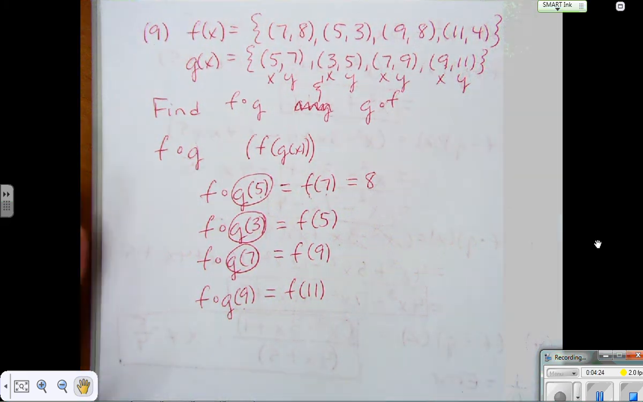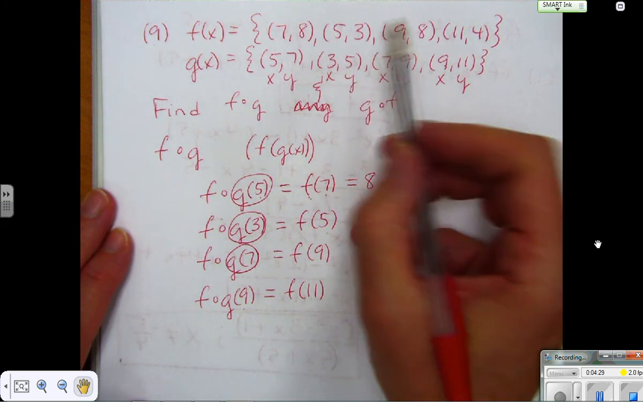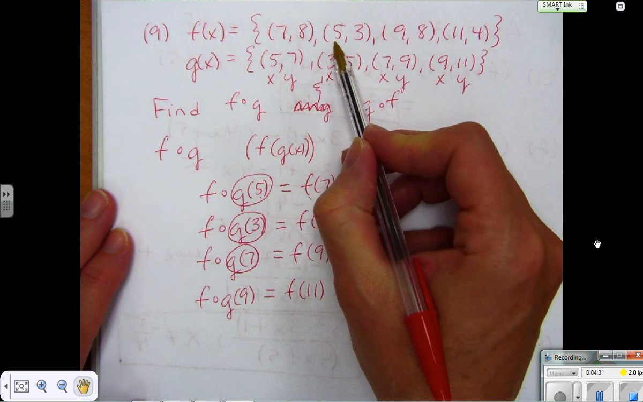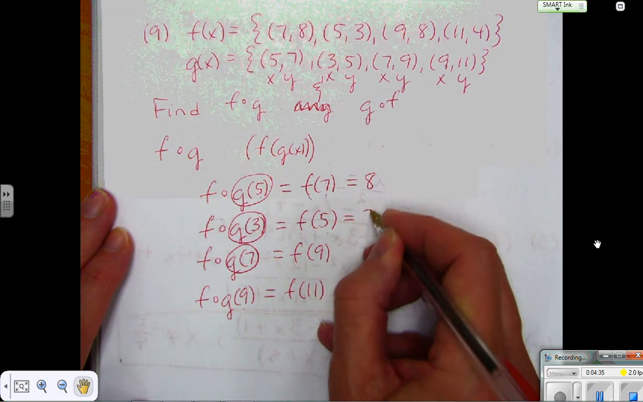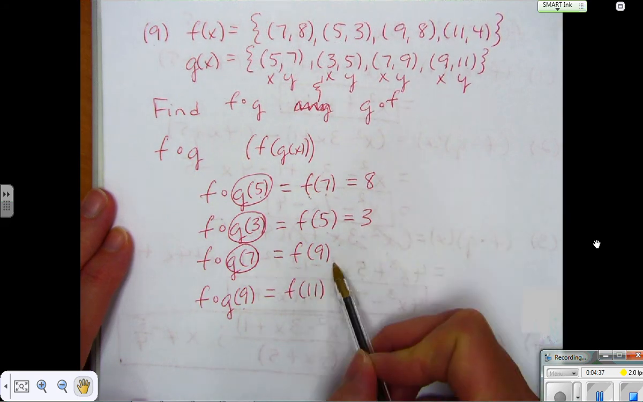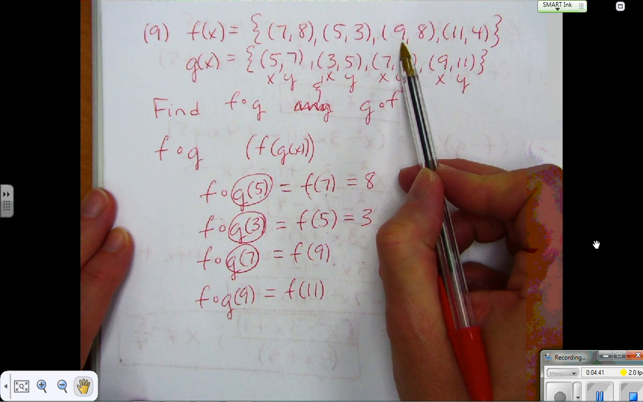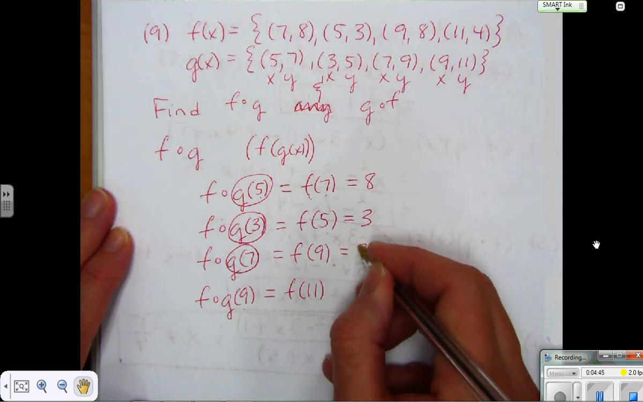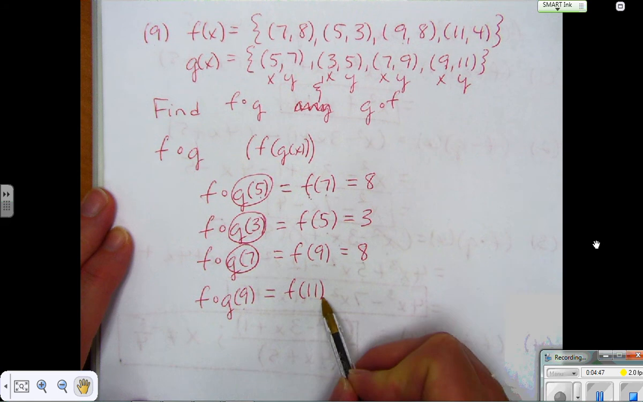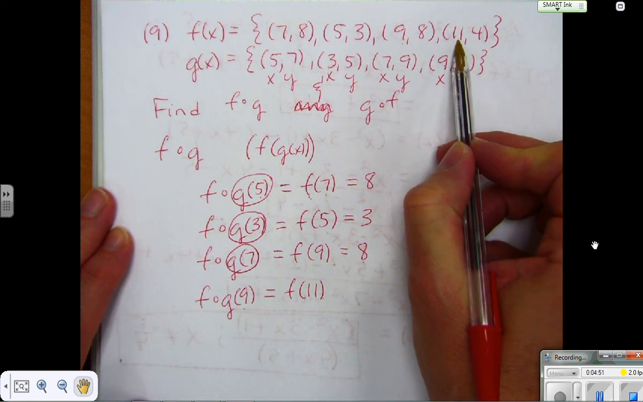Okay, so let's do the next one. F of 5. So I'm going to go up to my f function, and here is when x is 5. The answer, y value, is 3. So that equals 3. The next one, f of 9, go up and find where x is 9 in the f function, and y is 8, and that's your answer. Okay, and then the last one, f of 11. So I'm going to go up where x is 11 in the f function, and y equals 4.